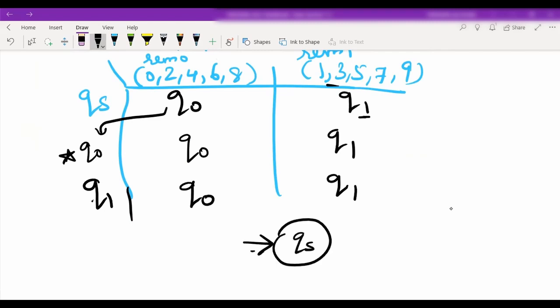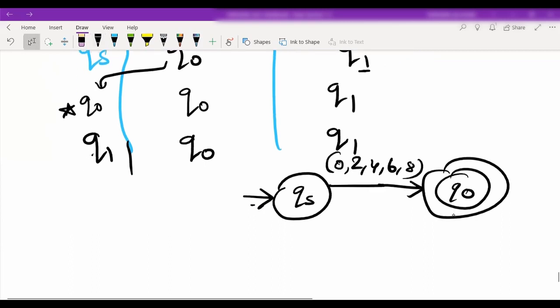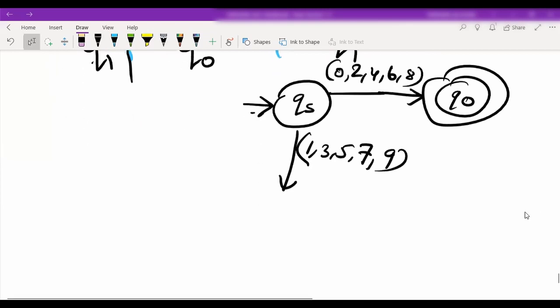So we have this arrow and the name of the state, which is QS. QS on 0, where is it going? It is going on 0, 2, 4, 6, 8 to the final state, which is the Q0 state. Q on this set, the remainder 1 set, is going to the Q1 state. The elements are 1, 3, 5, 7, 9. Where is it going? It is going to the Q1 state, which is a non-final state.